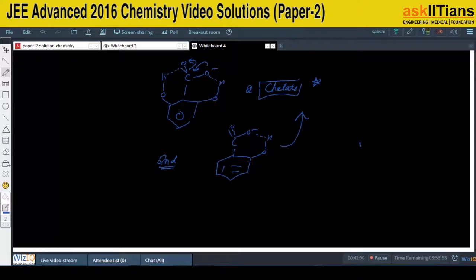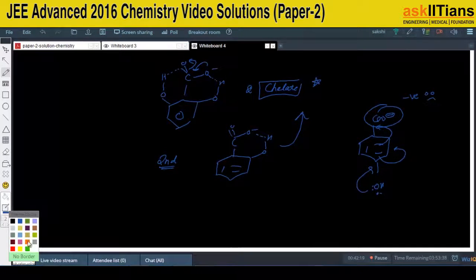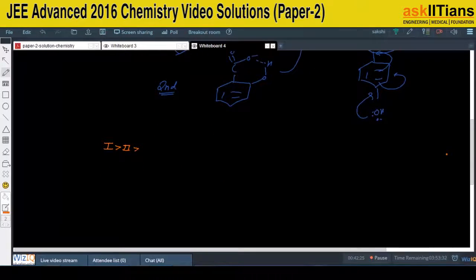Because the +R group, in case number 4, if I am writing an OH group, this OH group is going to donate the electrons to COO minus. So the negative charge density is increasing, and hence we cannot say this is the correct answer. So the correct answer is option number 1, where the first is greater than the second, which is greater than the third, which will be greater than the fourth.